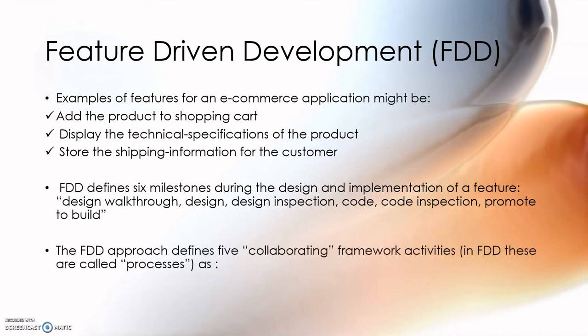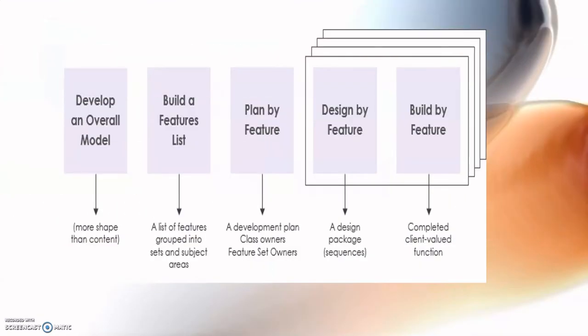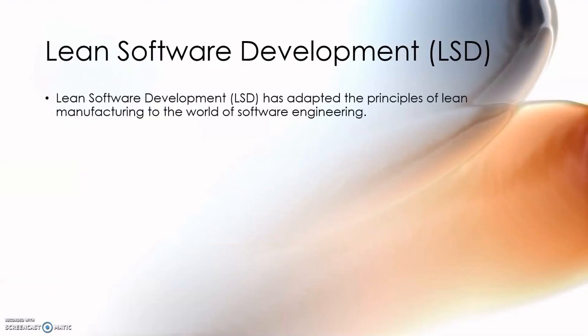The FDD approach defines 5 collaborating framework activities, and these are called processes in FDD. They are: develop an overall model, build a features list, plan by feature, design by feature, and build by feature. Our next model is LSD, that is Lean Software Development.